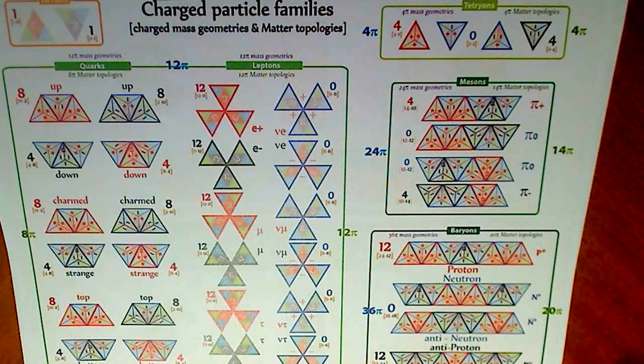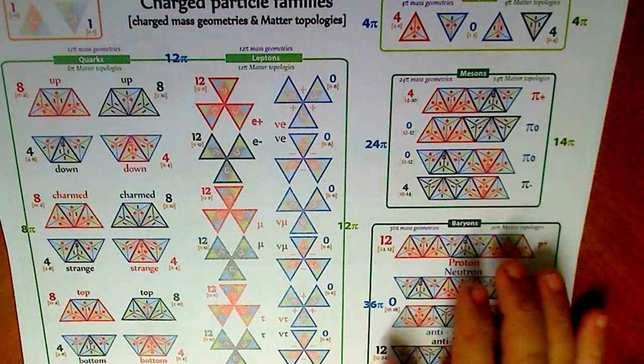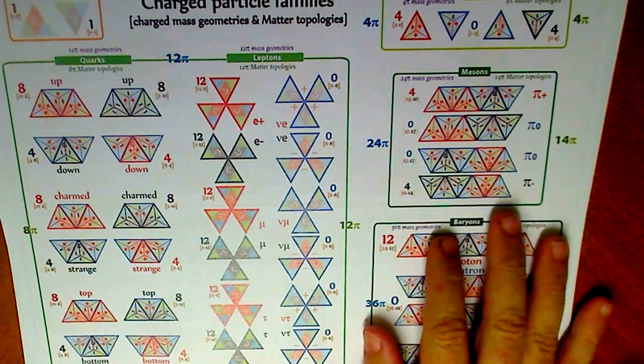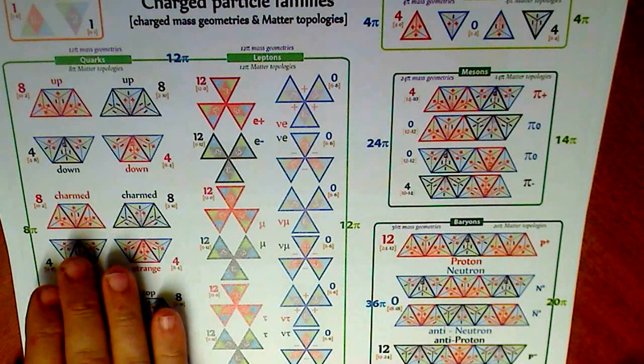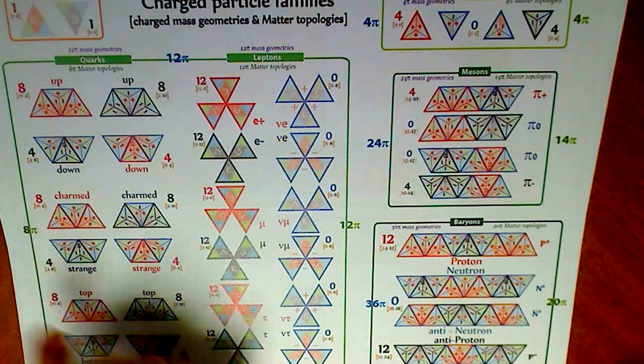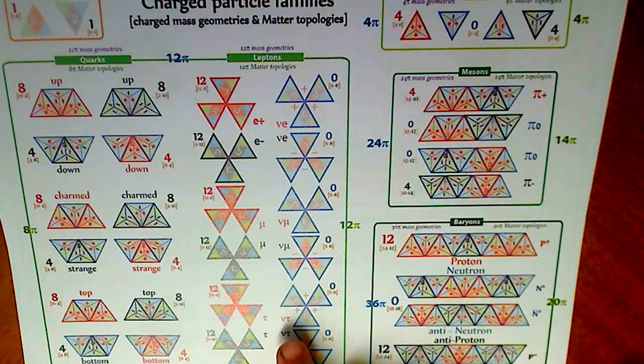The quarks and leptons are now shown to be within the same family. They're subfamilies of the same family. That is the dodecahedrons. They're 12π mass-energy geometries. But in the case of the quark subfamily, they result in an 8π or octahedral topology versus the 12π or dodecahedral topology of the leptons.